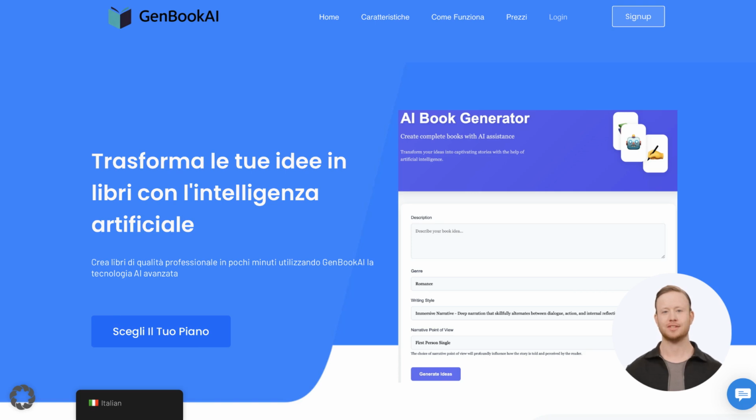Welcome to this new lesson of the course Self-Publishing with GenBookAI, Write and Publish Your Book with AI. We have already covered how to structure a story, create compelling characters, and develop a good narrative pace. But now we address one of the most critical aspects of storytelling: the climax and narrative tension.